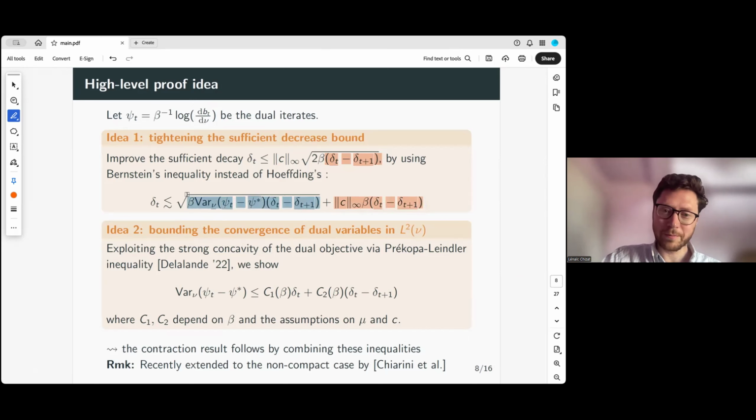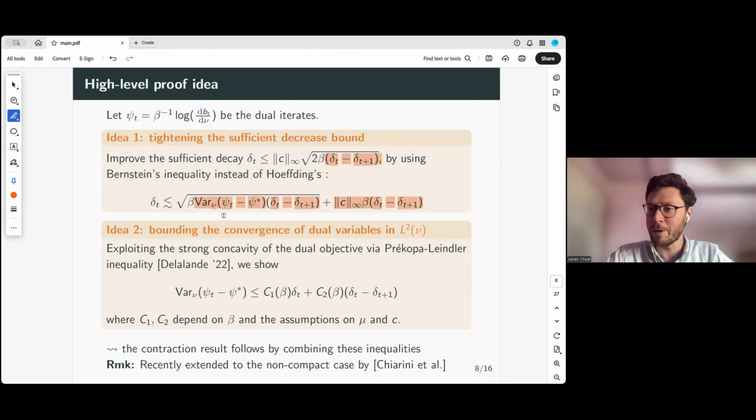But then there's another term which still has the square root, but where we have a multiplication by this, which is the distance of the dual iterates to the dual solution measured in L2 distance. So this is the variance under nu. So if this quantity also goes to 0 as we progress through the algorithm, then we'll get some improvement over our square root. And so now what we want to get is some improvement over this quantity, to show that this quantity will go to 0 at a certain rate as the algorithm progresses.